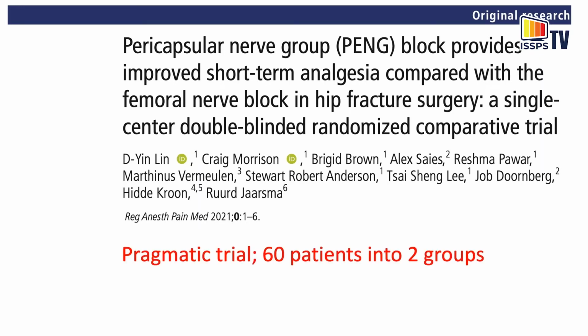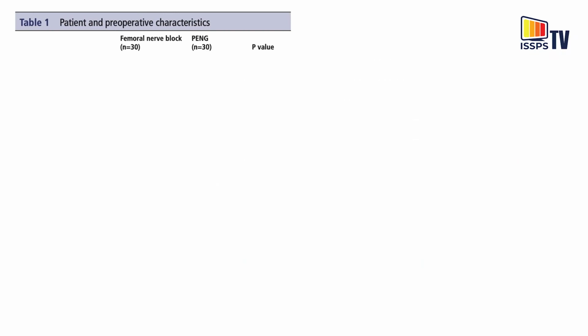This is an Australian study. It's quite interesting. They compare the PENG block with a femoral nerve block, and I would say it's a pragmatic trial. So why is it a pragmatic trial? Because the authors just let the anesthesiologist choose whatever anesthetic technique. The only difference is femoral nerve block and PENG block.